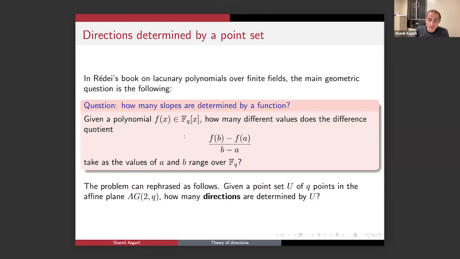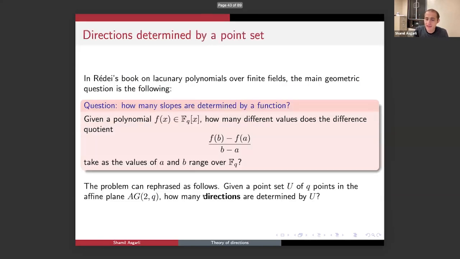And the problem can also be phrased as follows in the finite geometry language. Given a point set U of q points, where q again matches with the q here, F_q, in the affine plane AG(2,q), which just stands for affine plane of dimension 2. So this is like the Euclidean plane, except over a finite field F_q. So given such a set of points, how many directions are determined by U? That's what we're really asking, because you can think of slopes as directions.